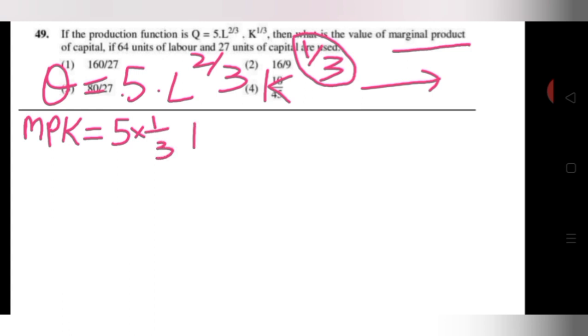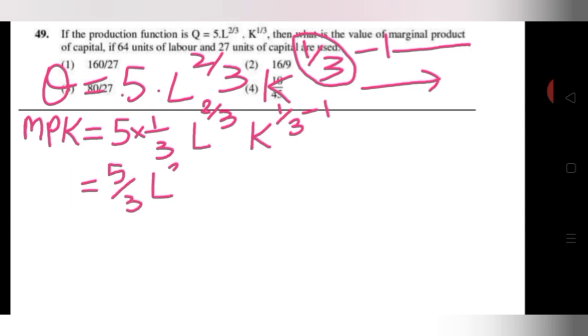L to the power 2 by 3 will remain the same because we are differentiating with respect to capital. And k to the power, now 1 by 3 minus 1. So this exponent is subtracted by 1 by the power function rule. So this becomes 5 by 3 L to the power 2 by 3 k to the power minus 2 by 3, and we can write it as 5 by 3.